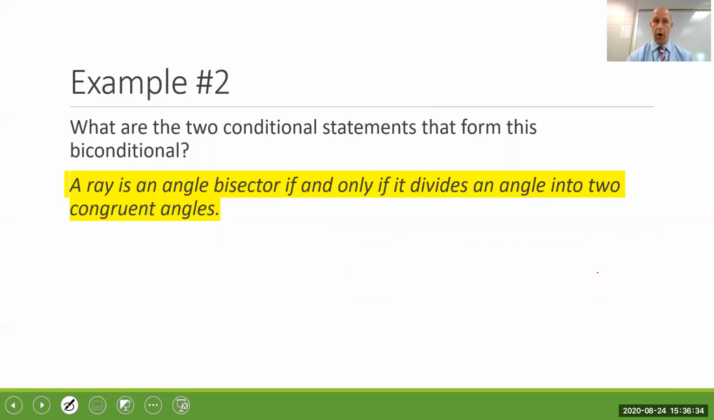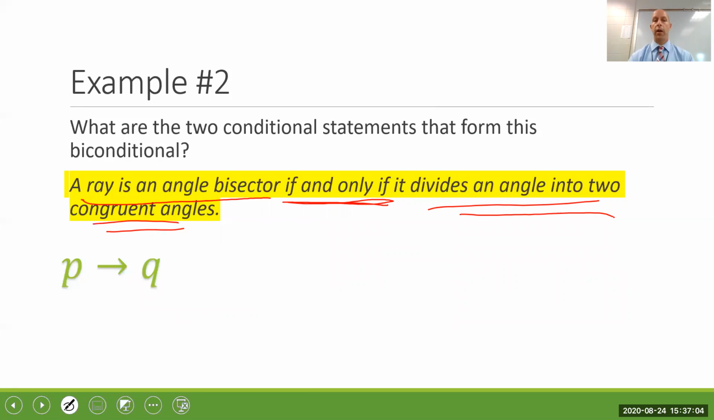Example 2: what are two conditional statements that can be formed from this biconditional? Remember, a biconditional statement is made up of a conditional statement and its converse. Here we see those four key words, if and only if. So we want to break this into a conditional and then its converse. Let's let this first part be the P and this second part be the Q.